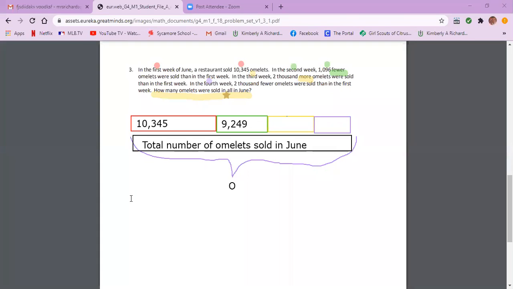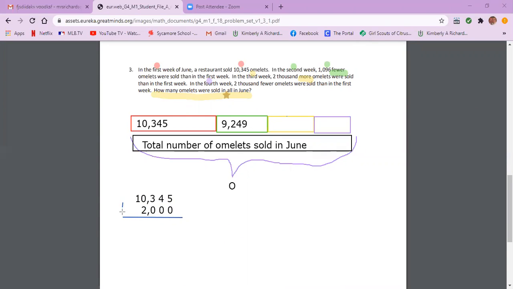So we know that in the first week, 10,345 omelets were sold, and then in the third week, 2,000 more than that. So we're going to add, because we heard that keyword, more than. Okay, it's pretty lined up. It's not perfect. A little bit tricky, but I really want to line those up. When you're adding and subtracting, it's very important that you line up your numbers, boys and girls.